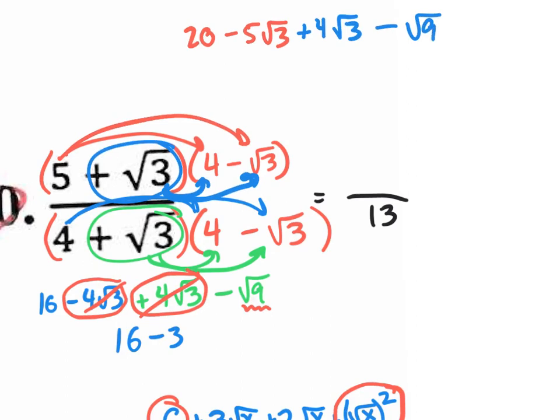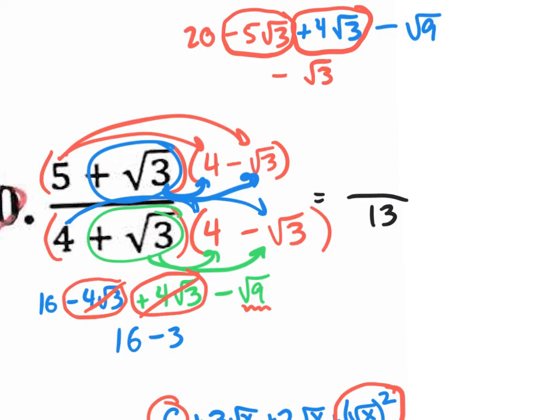Now, because these were not conjugates, you end up with radicals still. The middle values don't cancel out, right? If you combine this negative 5 of those square roots of 3 with those positive 4 of those square roots of 3, you end up with negative 1 of those square roots of 3. You don't even really need the 1. You could just put minus square root of 3 right there.